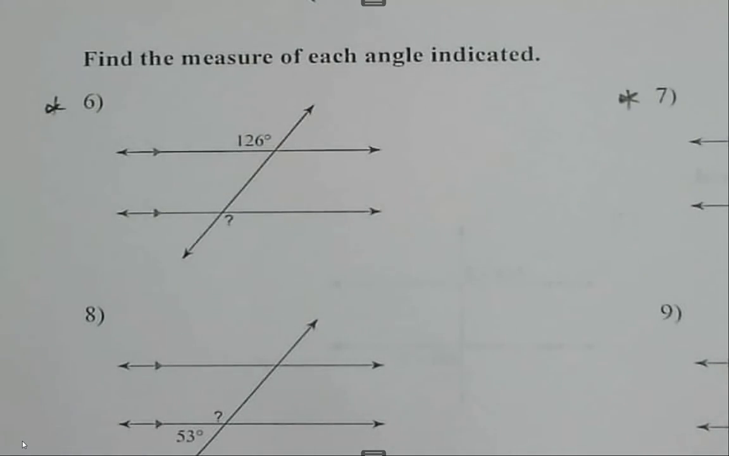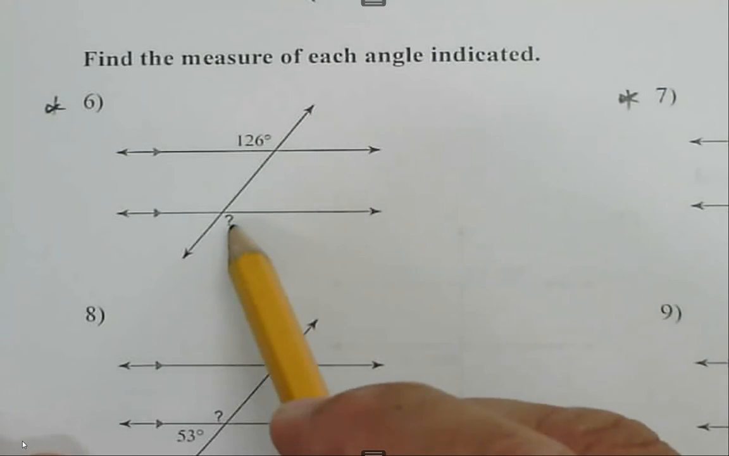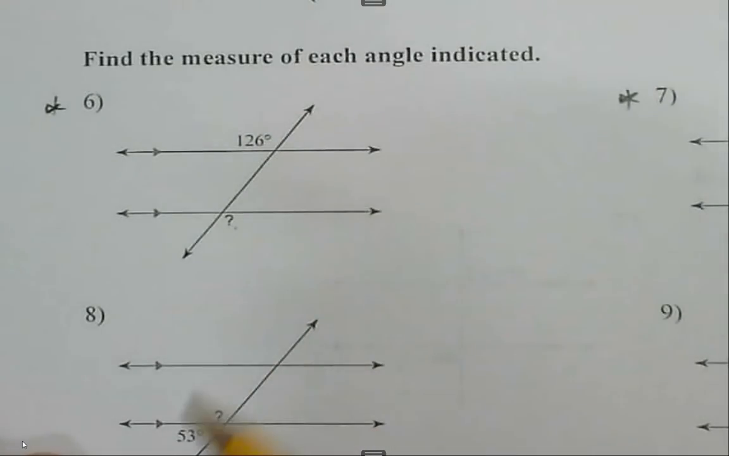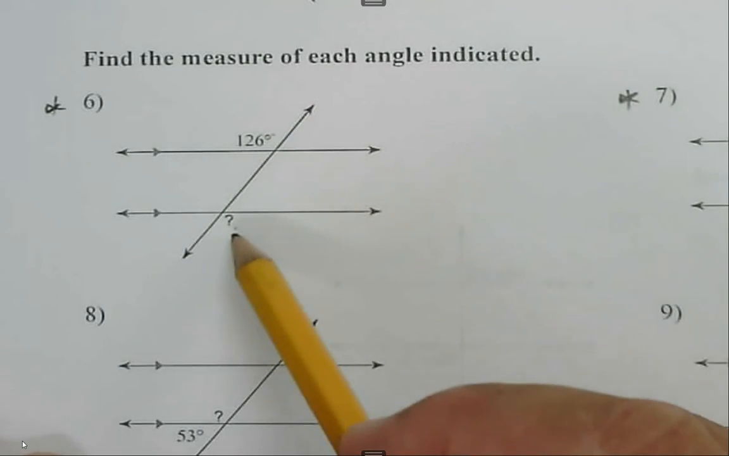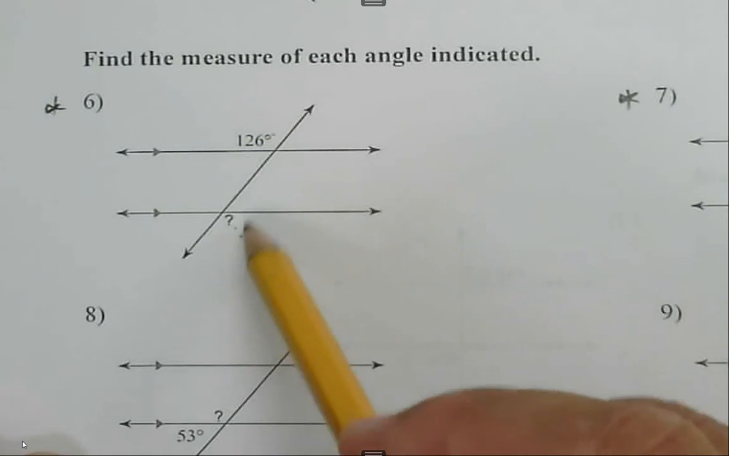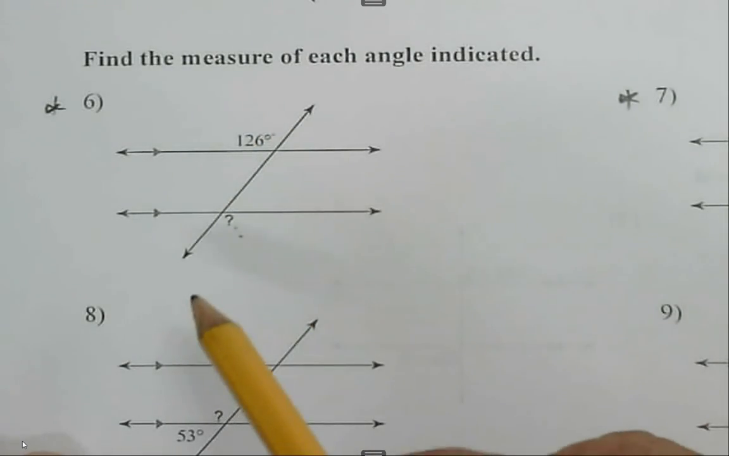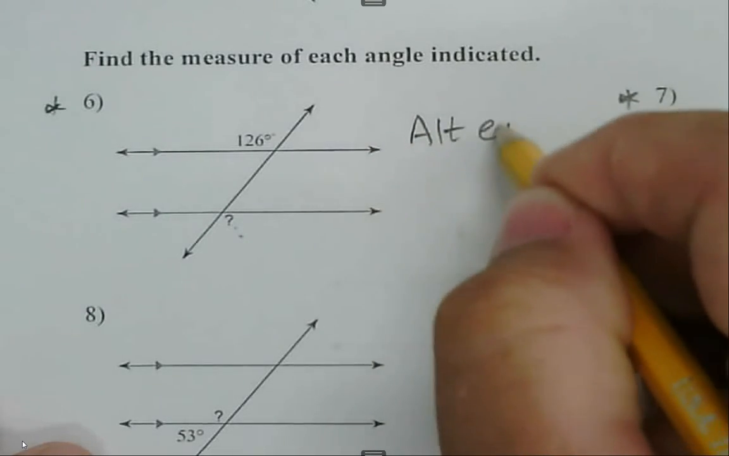So number 6, you notice it says this angle right here is 126 degrees, and it's asking me what this one is. Well, what kind of angles are these? That's what I have to figure out. Are they corresponding? Are they alternate interior? Are they alternate exterior? Are they same side interior? Well, you notice this is outside the car. This is also outside the car. And they are on alternate sides. This is on the left side. This is on the right side.